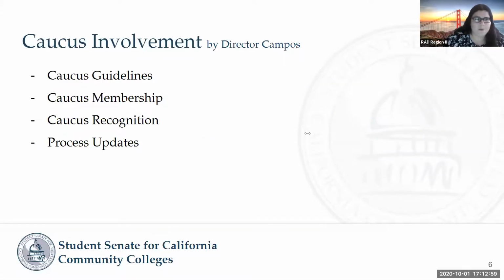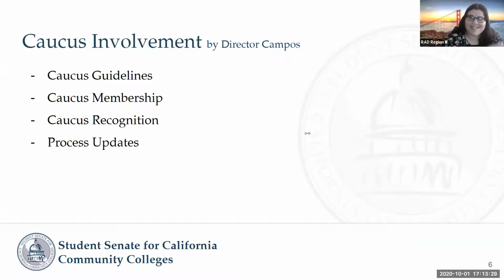All right, so here are a few steps if you want to get involved with an SSCCC caucus, such as the ones labeled as active, or if you yourself wanted to create a caucus. We do have a set of guidelines that dictate the purpose, structure, and recognition process for all of the different SSCCC caucuses.